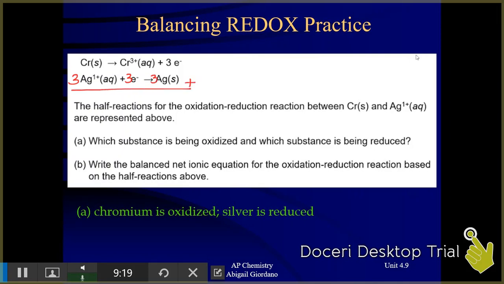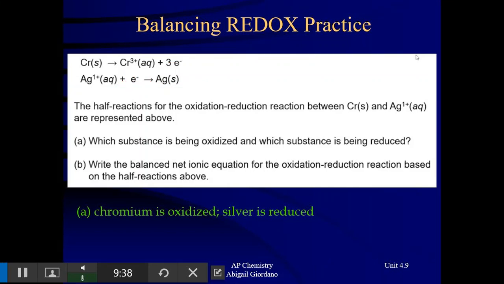And then if I were going to add them together, the electrons are going to cancel out. And you're going to write everything that remains. And if we do that, we end up with this. And let's verify, yep, the elements all look balanced. And each side of the arrow has an overall charge of +3. So that checks out.